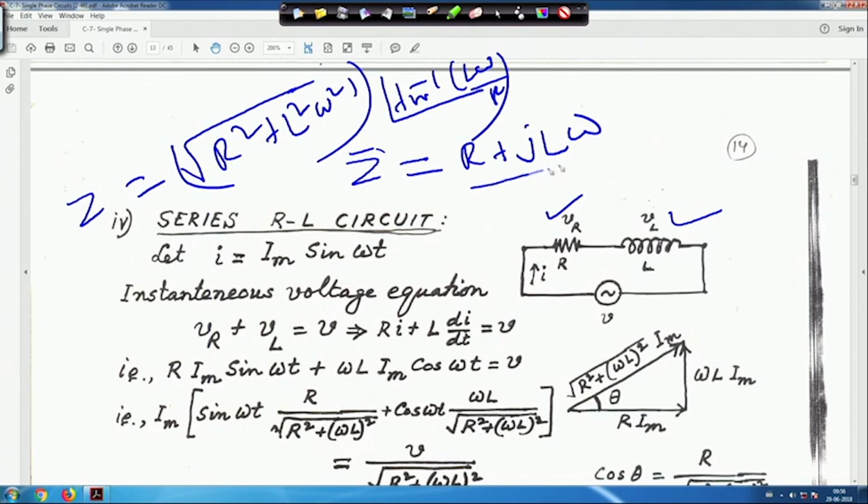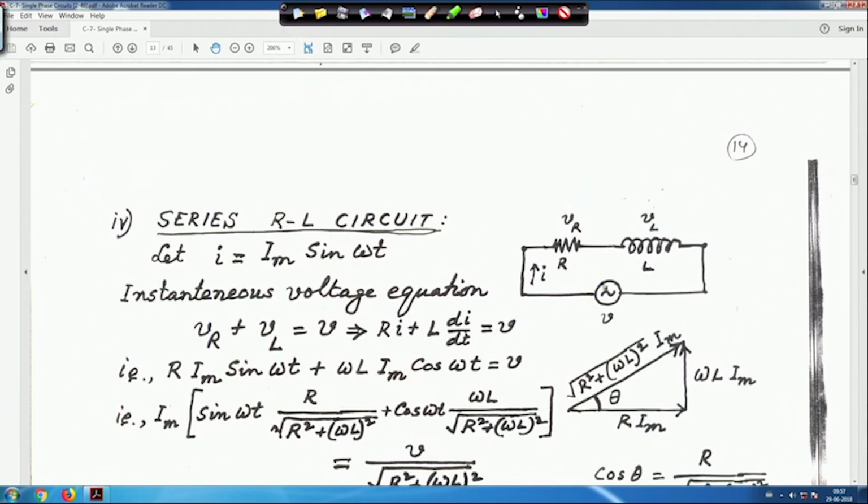This is the magnitude. That means Z bar is equal to Z angle θ. So, θ we have defined as tan inverse Lω by R, and Z is the magnitude of the impedance. So, for an inductive circuit it is R plus jLω. This is the impedance of the circuit. When you solve the problem, you will know how things are.